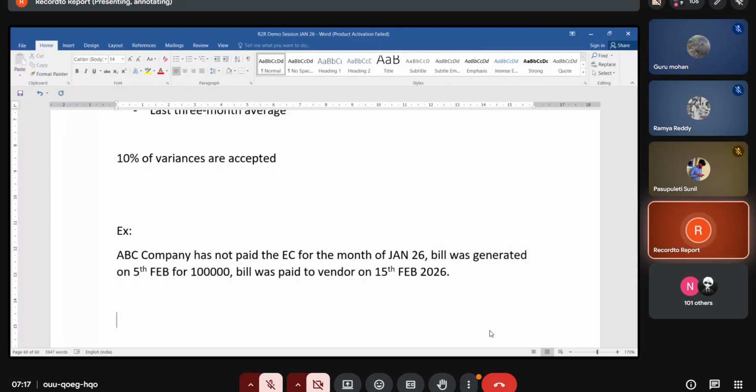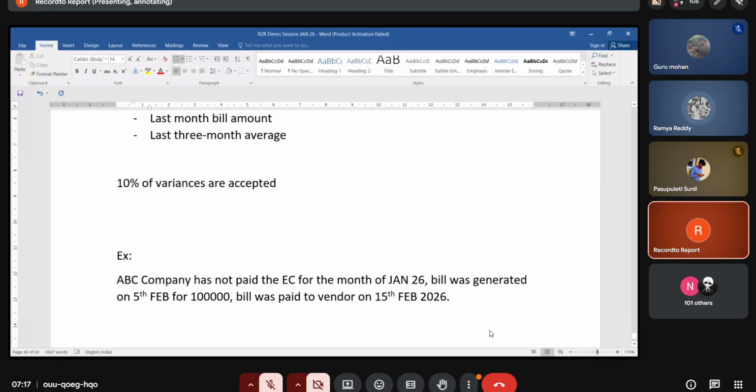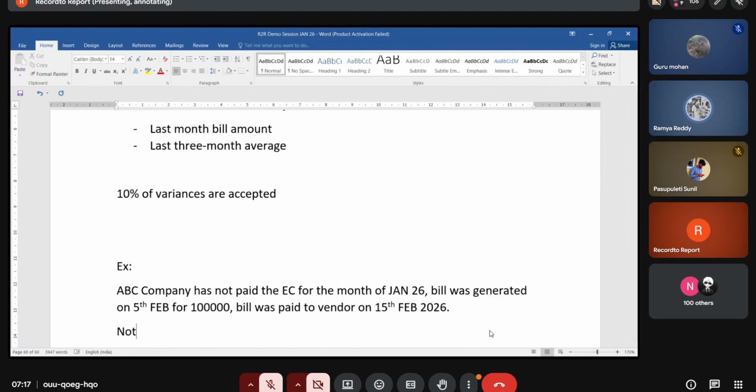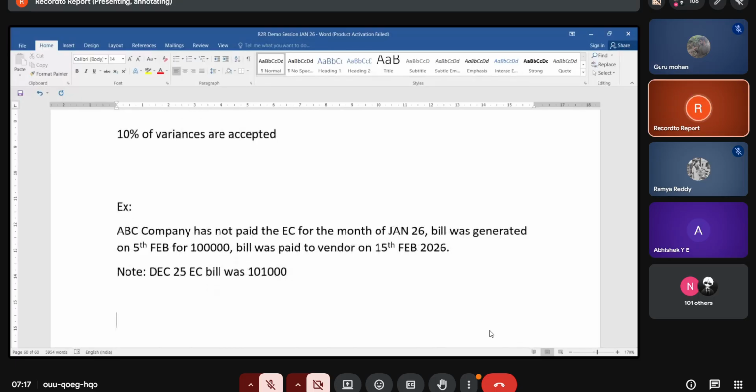So as I told you, how can we calculate the amount? We don't know the bill till February 5th. As per the last month's bill, we have to calculate, with around 10% variance accepted. Note, December 25 electricity charges bill was 1 lakh 1,000.